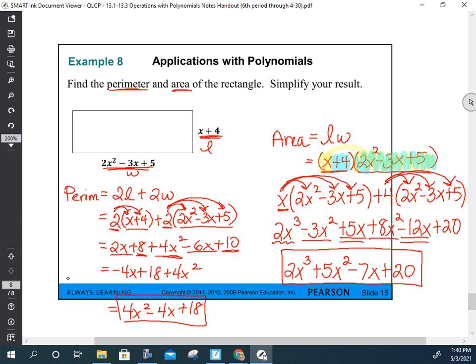So, any questions, perimeter or area? Multiply. That's when you can add the exponents. Multiply, you add the exponents. Dividing, you subtract the exponents.